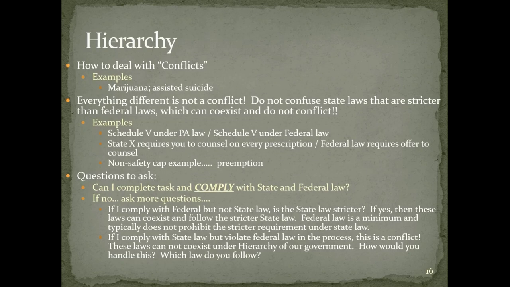So let's look at some conflicts here. We know currently, this might not always be the case, but we currently have conflicts at the state and federal levels with marijuana. This is a really good example. And then there's also some conflicts with assisted suicide at some state levels too. So, at least there used to be. We can talk about those too, but probably the best example would be marijuana. And then there are some examples where we have state laws that are stricter where they're not conflicts.